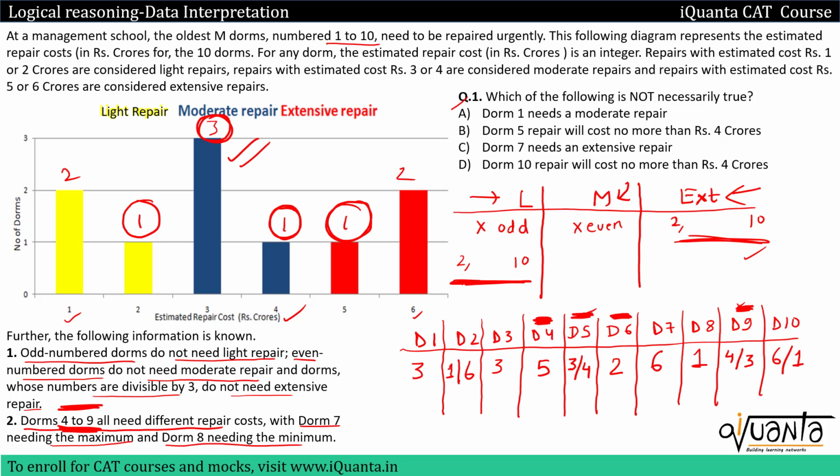First one is DOM 1 needs a moderate repair. So 3 means moderate. Yes, this is true. Second one, DOM 5 repair will cost no more than 4 crores. So this is also true.